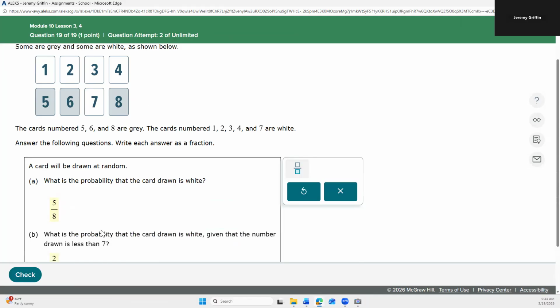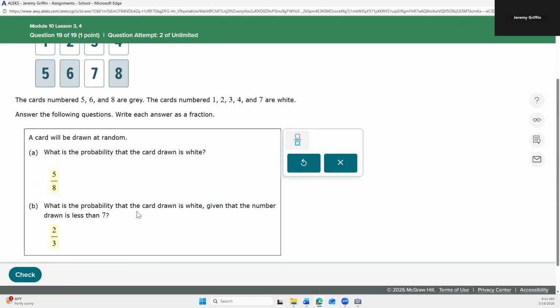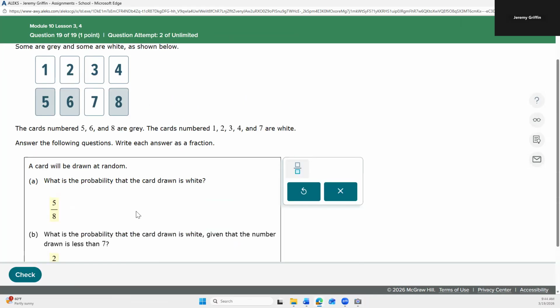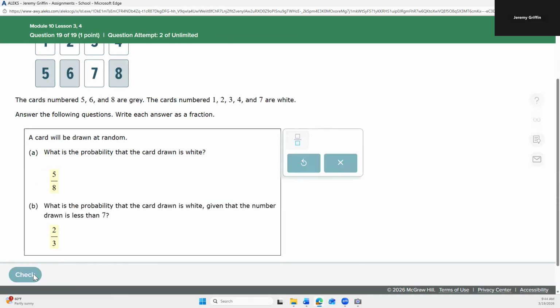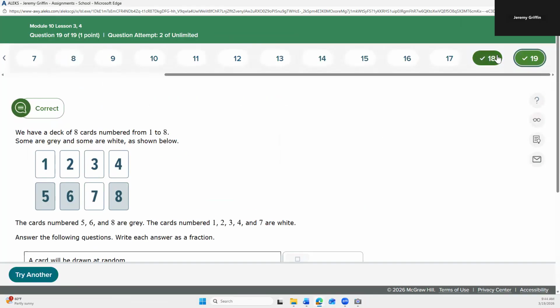Just to be safe, I'll put in the reduced fraction. So 2 out of 3, because it is 4 out of 6. Is there any question about that? Let's double check, make sure it gives it to us. Yeah, it likes that. What's my grade? All right.